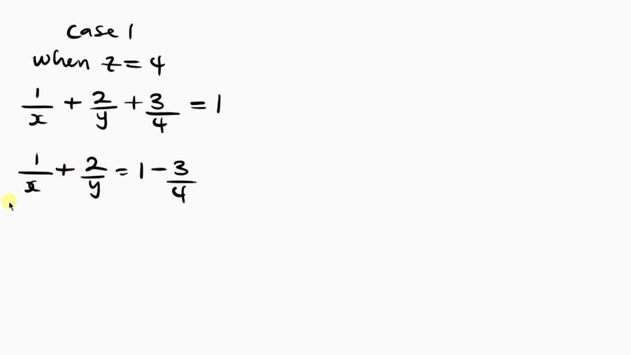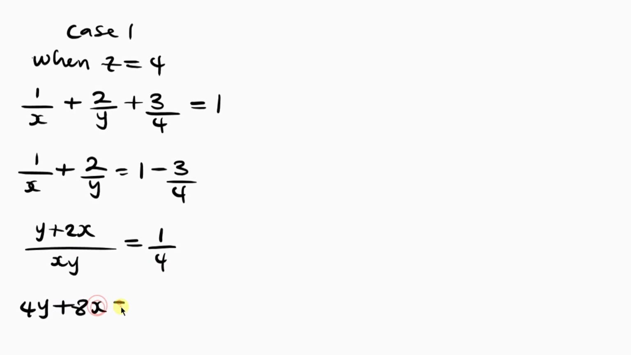So let's combine the fractions on the left. Combining the fractions on the left, I'm going to be having y plus 2x all over xy equal to, this expression, 1 over 4. Are you seeing that? Cool. So our next step will be for us to cross multiply. Cross multiplying gives 4 times y, I'll be having 4y plus 4 times 2x, I'll be having 8x, equal to xy times 1, I'll be having xy.